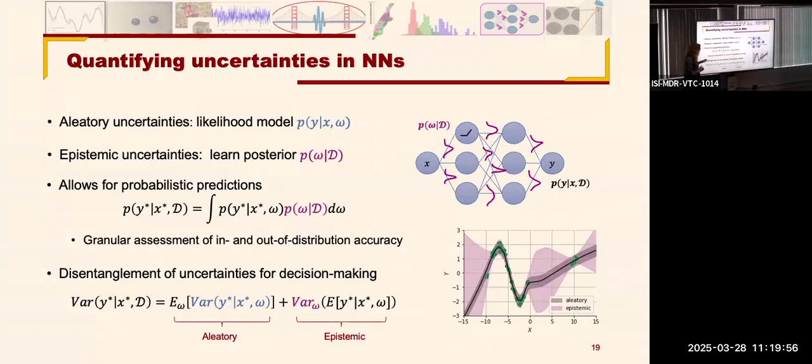And at the end of the day, if you compute the variance of your output, so the conditional variance of your output for a new input given your data, you can decompose it into, again, those two terms, an aleatory term and an epistemic term, where the epistemic uncertainty comes from the variance over your neural network weights that comes from that probability distribution. And the aleatory term is more related to the variance over your likelihood term.